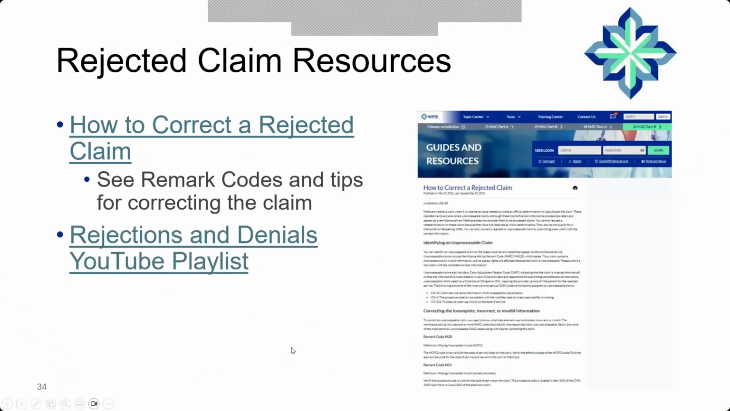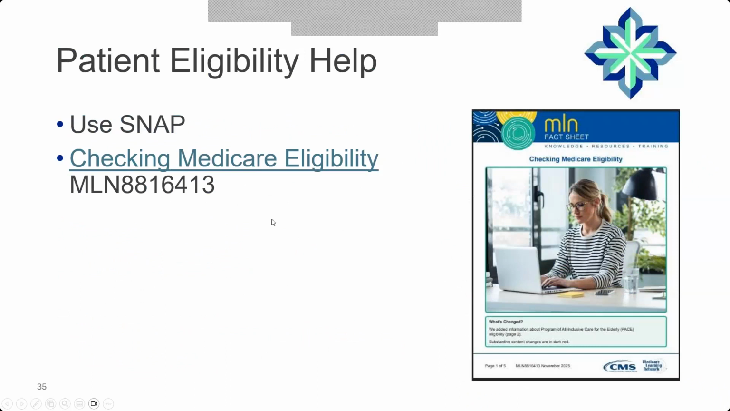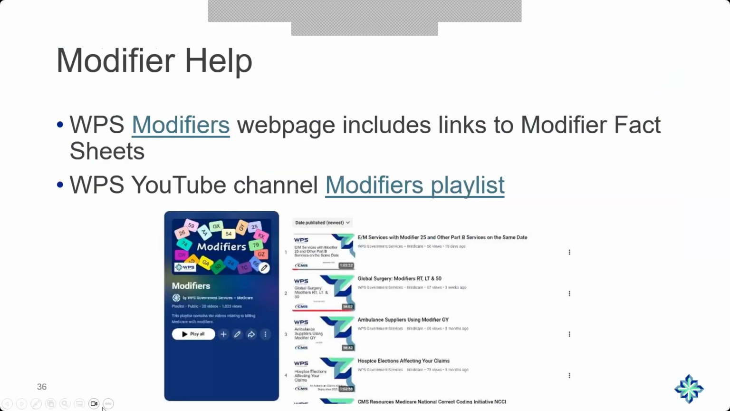And then here I've just categorized resources where you can look at the reason or remark code on your claim, come out to these resources, find that reason or remark code, and it provides you with tips for correcting your claim. So here's a resource on our website. We also have several rejections and denials videos on our YouTube playlist. Here's one for eligibility help, and an MLN fact sheet that talks about using the tools to find eligibility information.